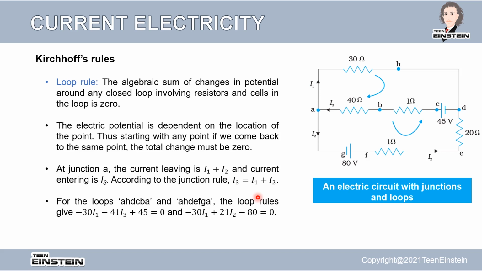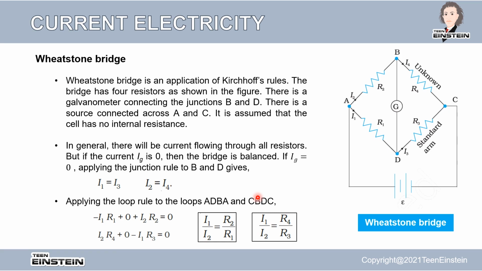One is resistors in series and parallel, cells in series and parallel, and the junction rule and the loop rule. Okay. Now let's look at this Wheatstone bridge. This Wheatstone bridge is a direct application of Kirchhoff's rule, and it is very helpful in finding unknown resistances. We will see how it is applied to find the unknown resistance.